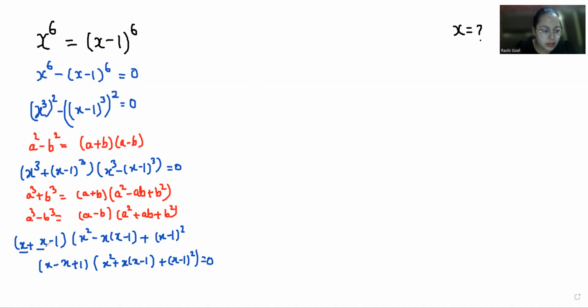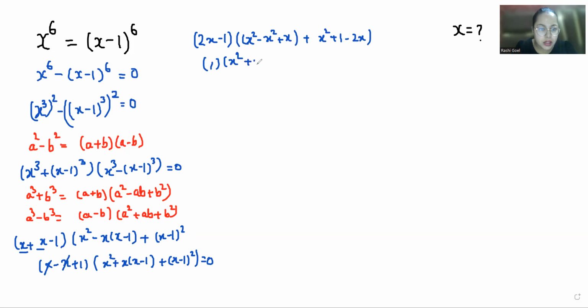Now multiply the brackets here. x plus x is 2x minus 1, times x square minus, minus is plus x, plus here we are going to use the (a minus b) whole square identity, that is a square plus b square minus 2ab, times, here positive x cancels out the negative x, 1 times x square plus x square minus x, plus again we are going to use this identity, x square plus 1 minus 2x is equal to 0.